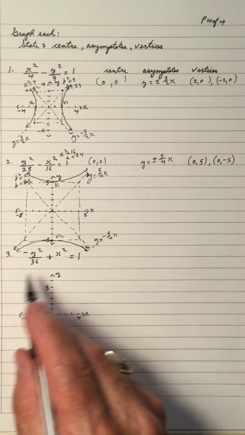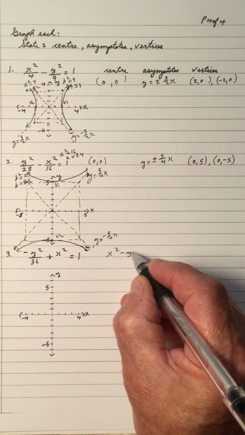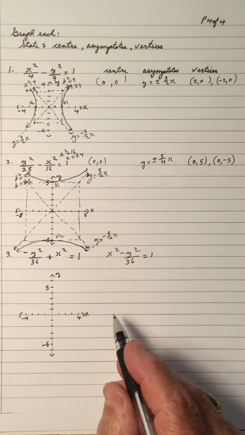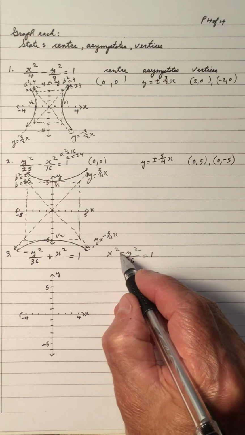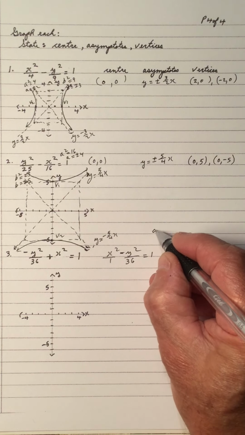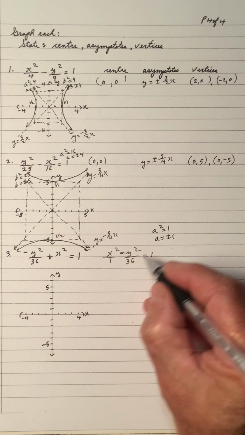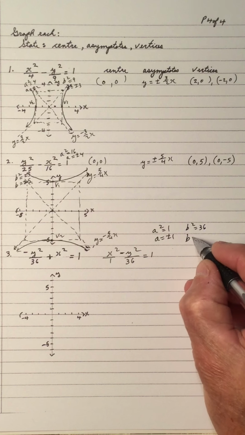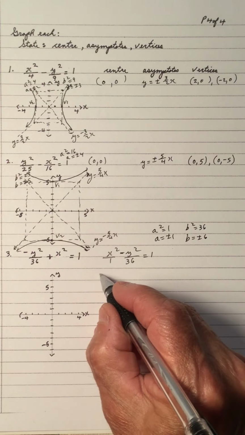Now, number 3, we have it switched around a bit. So let's look at x squared minus y squared over 36 equals 1. I like to have it with the positive at the beginning and the negative after. And this is over 1. So that means that a squared is 1, a is plus or minus 1, b squared, b is with the y, so b squared is 36, b is plus or minus 6, and so we have a center.